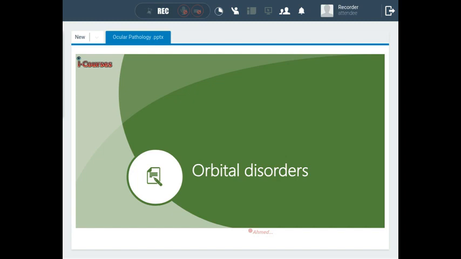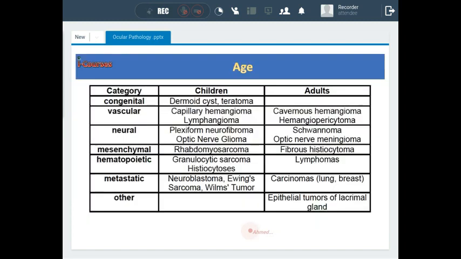So now we come to the orbital disorders. For the orbital disorders, we have to consider two important factors. First of all, the age. If you have a patient who has proptosis, you should never miss the age of the patient and the course of the disease, because the age can give you a clue about the diagnosis, as some tumors are present in children, others are present in adults.